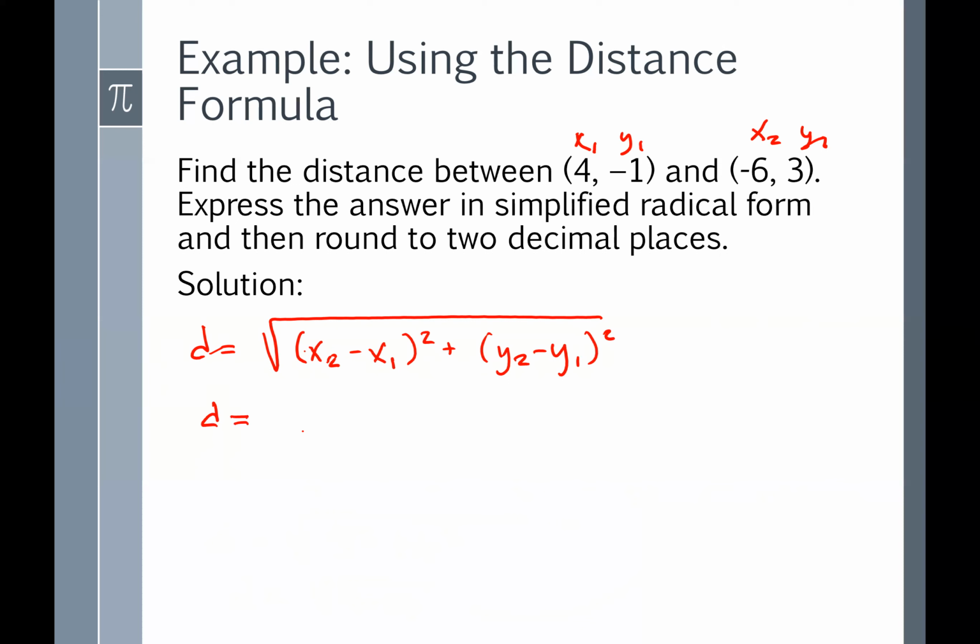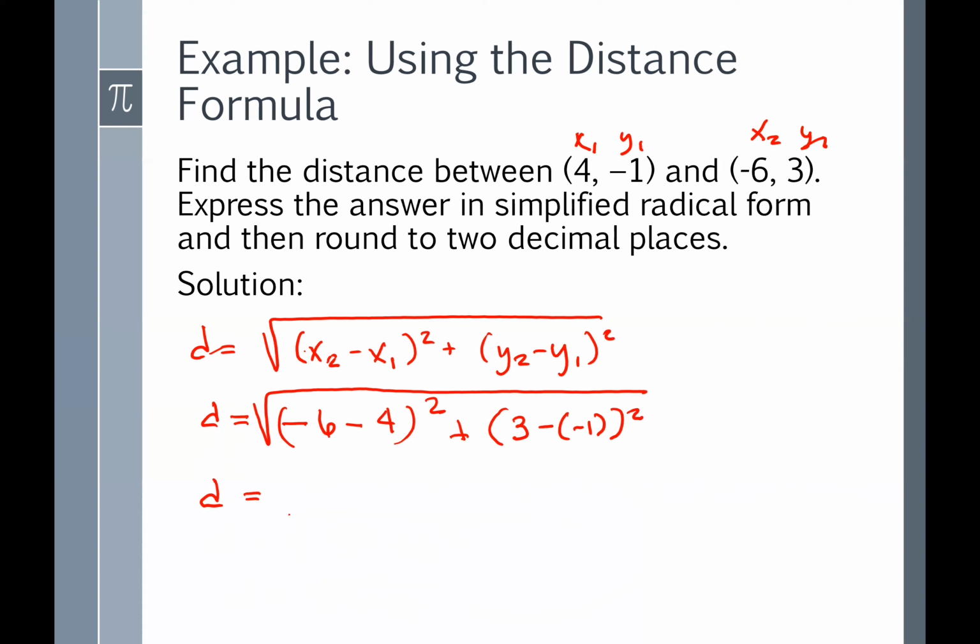So the distance is going to be x sub 2, which is minus 6, minus 4, and we're going to square that, plus the difference in the y-coordinates, which is 3 minus a minus 1, and we're going to square that. So that is going to be the square root of negative 10 squared plus 4 squared. And whenever we square a real number, we get a positive number.